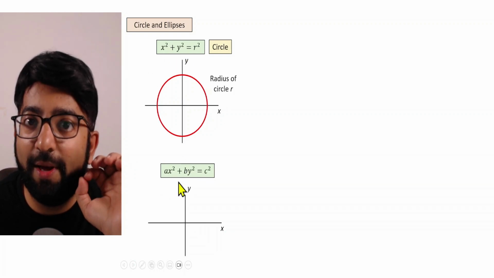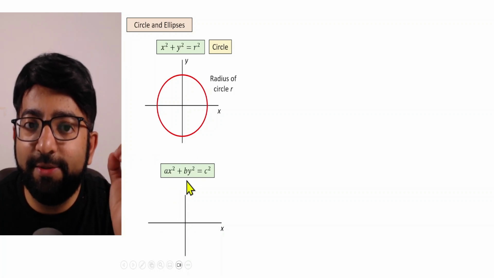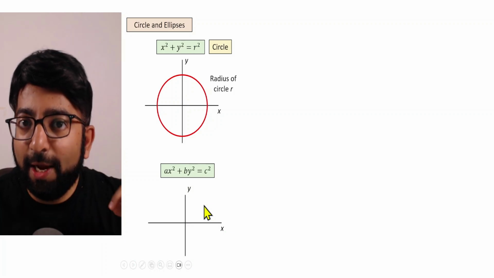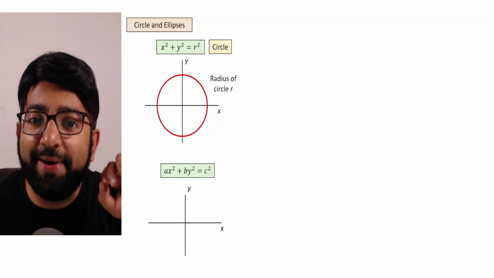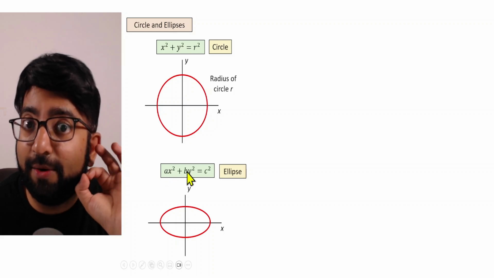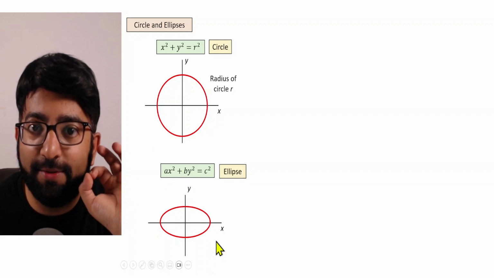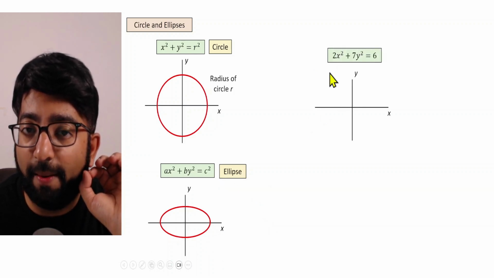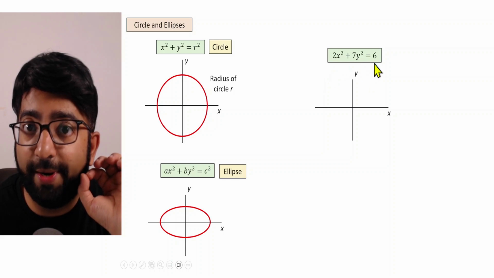In a case where a and b are not 1, or let's consider a and b are not the same, a and b are different, in that case the shape of the graph is an oval or ellipse. So do remember, when the value of a and b are not the same, then it's an ellipse or basically an oval. But there are two variations to this. Consider an example: 2x squared plus 7y squared is equal to 6.